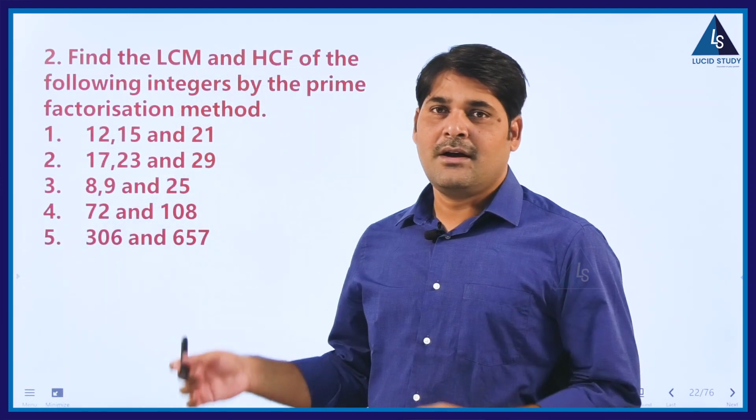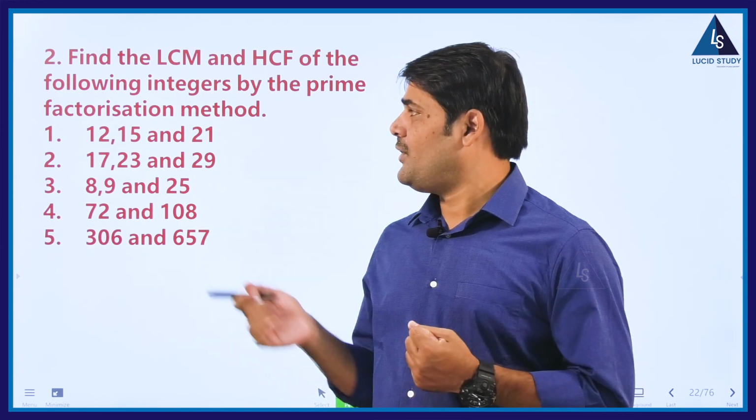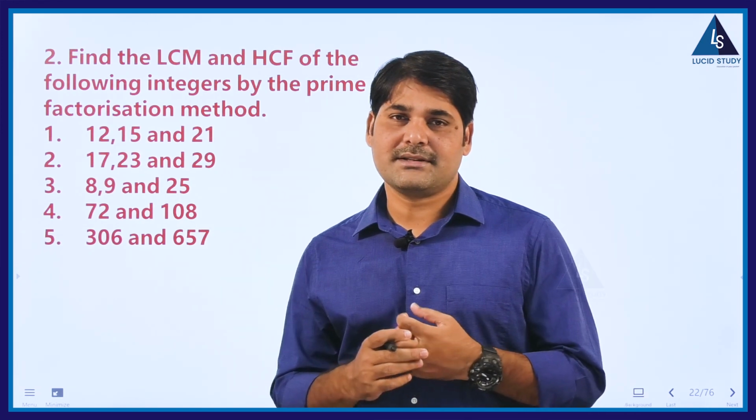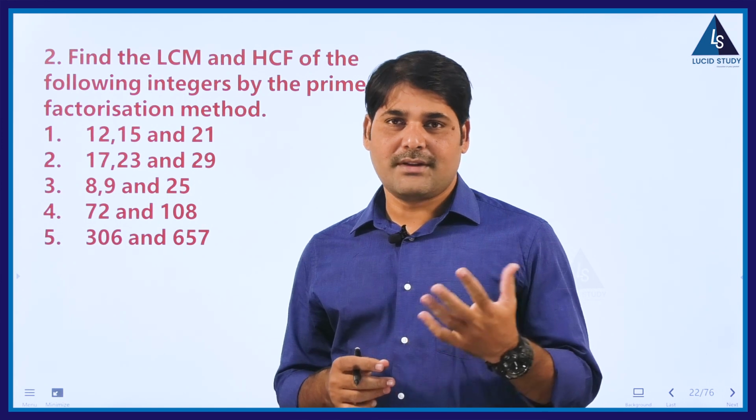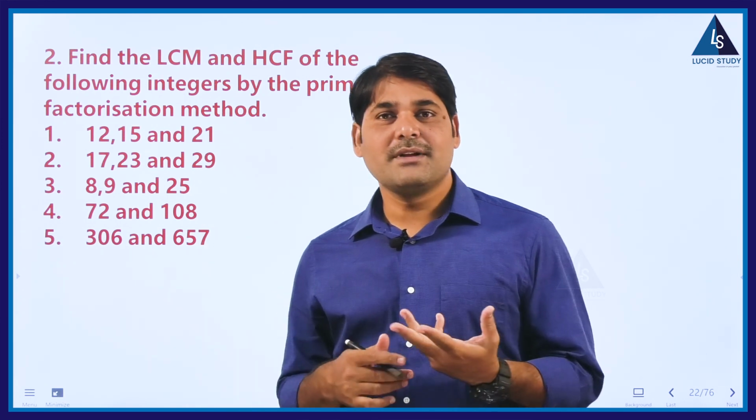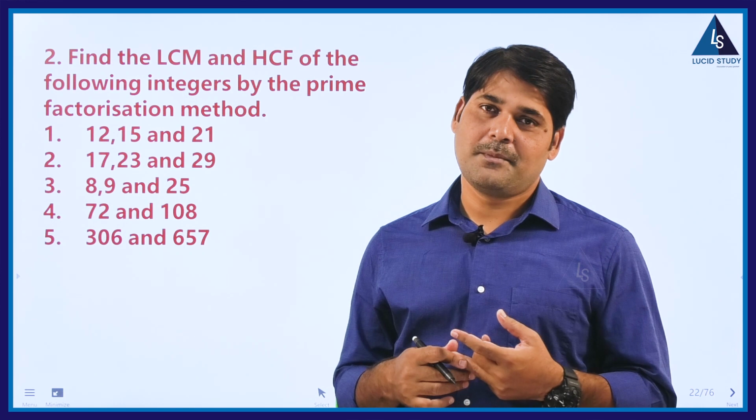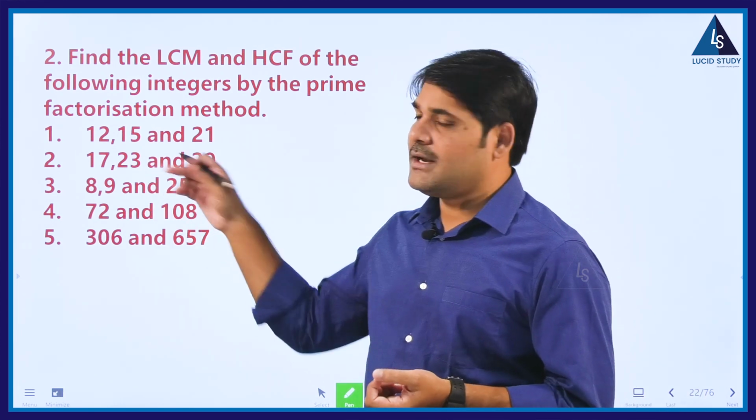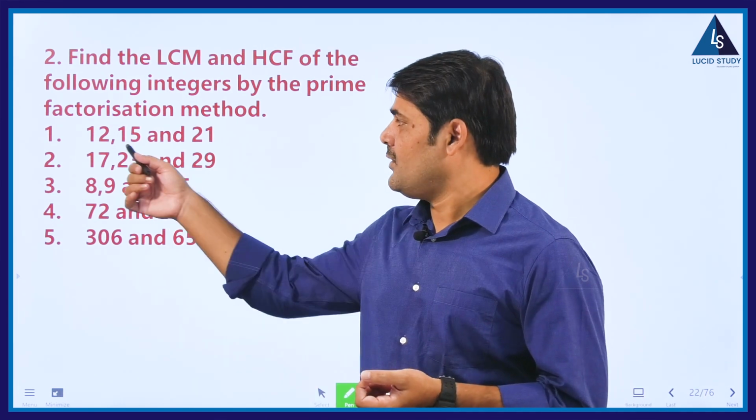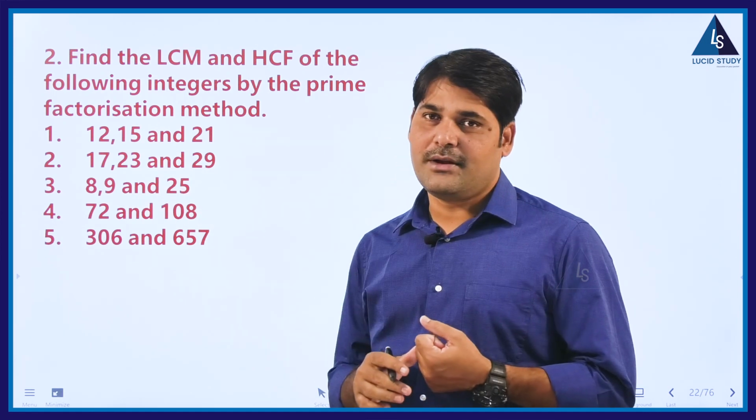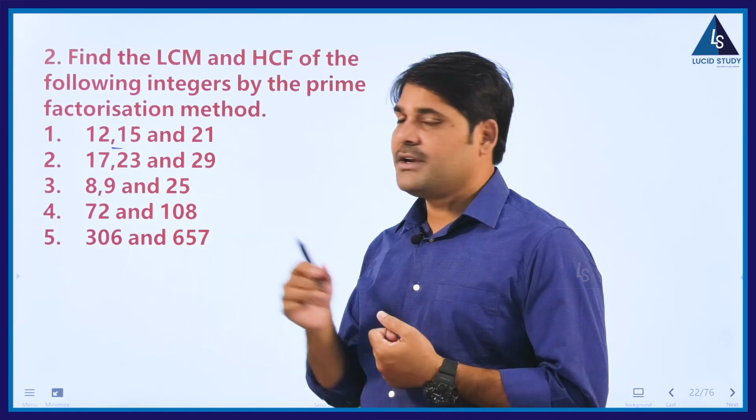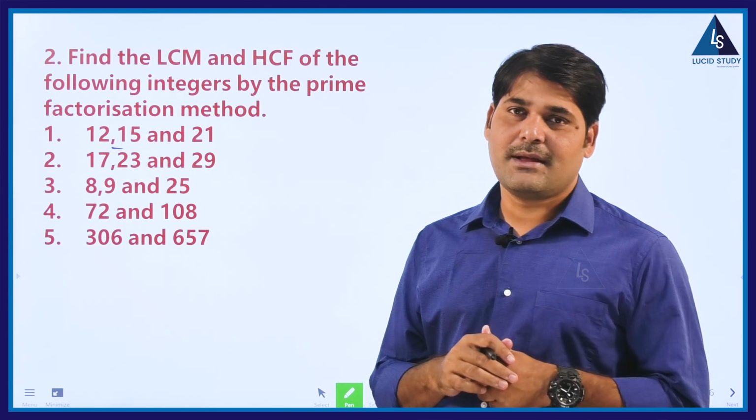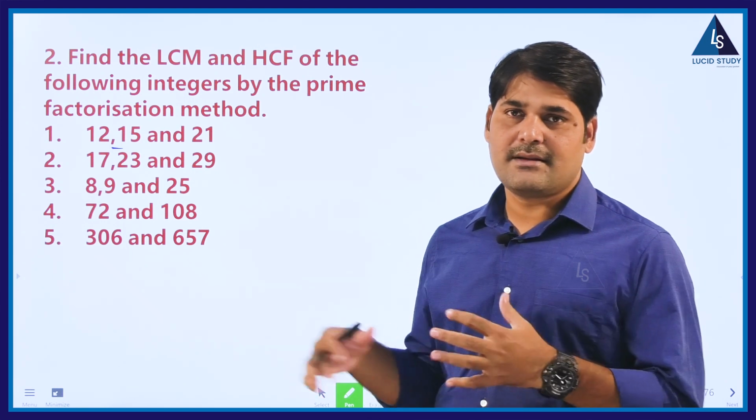Right? Second question: find the HCF and LCM of the following integers by the prime factorization method. See, the same type of question we have solved in the example. Okay, we will solve it again. So what are the given numbers in the first question? 12, 15 and 21. These three numbers were given. We need to find the HCF of those three and the LCM of those three.